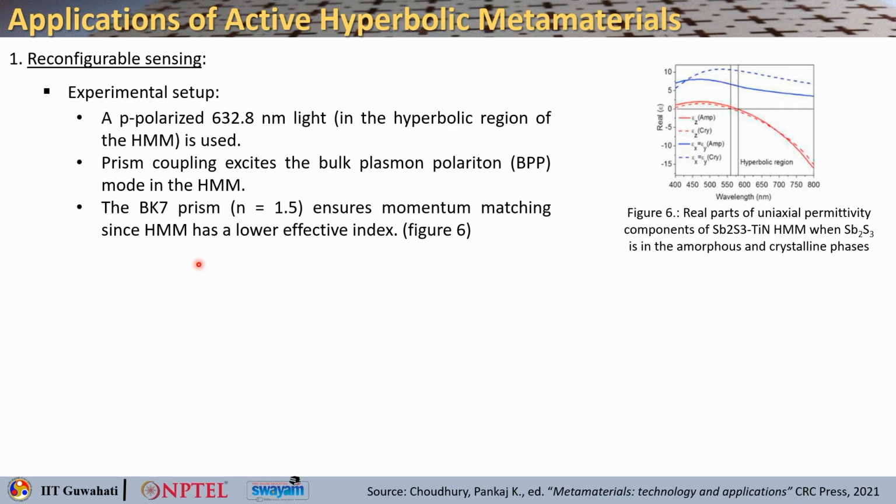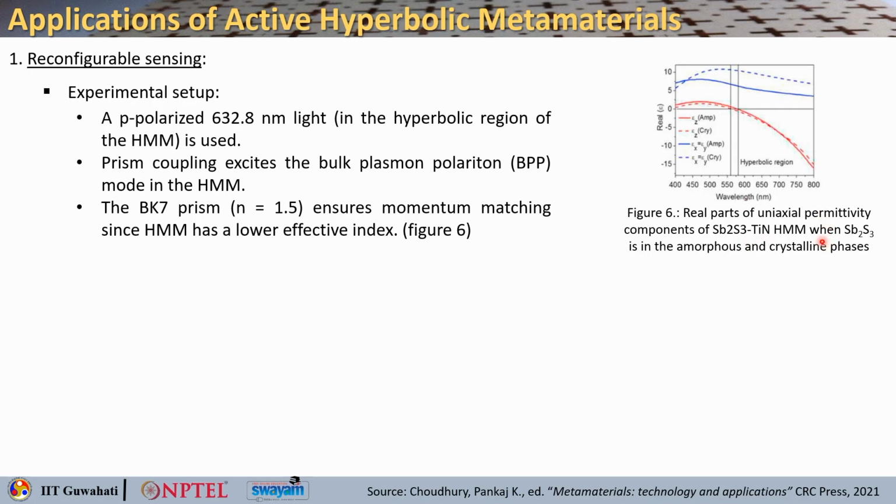So, the prism that you are using for coupling can be made of BK7 glass, which has got a refractive index of 1.5. That is used to ensure momentum matching, because your HMM has a lower refractive index, as you can see here. So, this particular plot shows you the real part of the uniaxial permittivity of the different components used in this metamaterial, which is made of antimony trisulfide and titanium nitride.